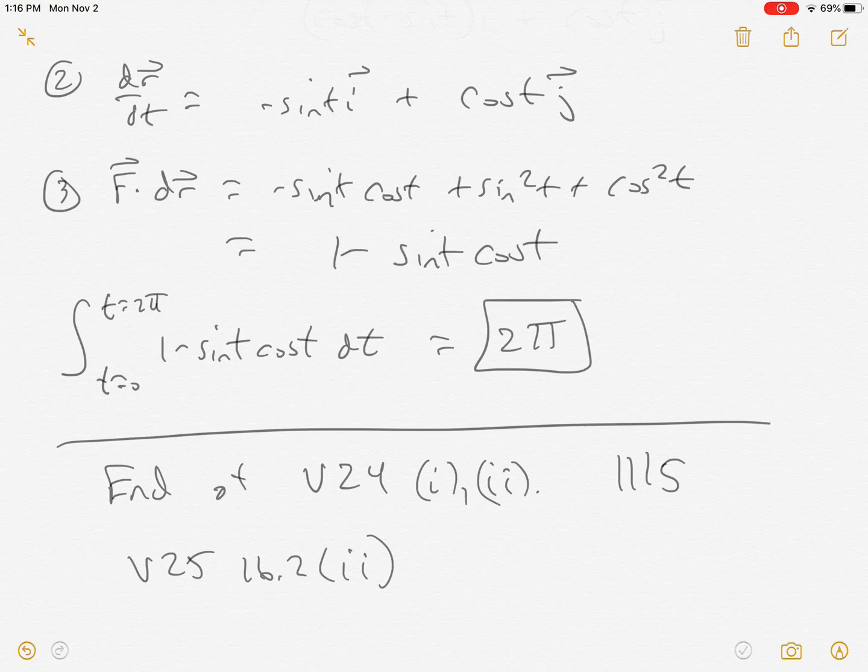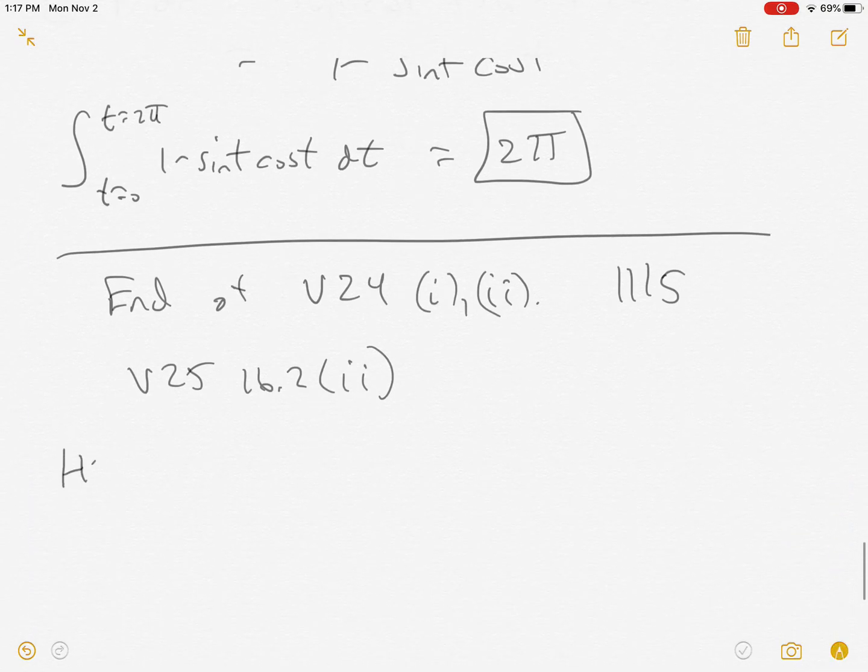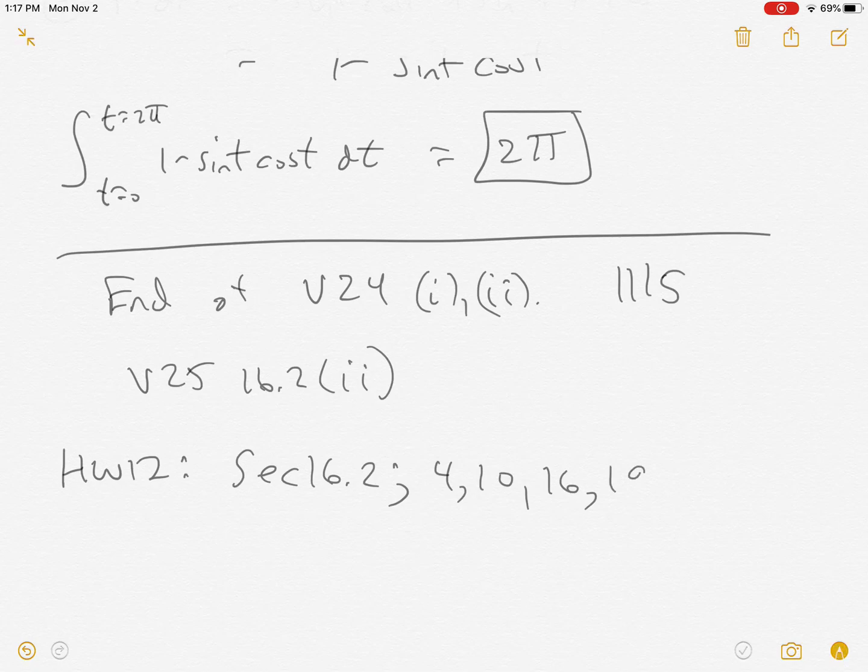While I got you here, let me write down the homework. This is the second part of homework 12, section 16.2, problems 4, 10, 16, 19, 25, and 29. So I'm thinking 16.1 and 16.2 will be the only two sections for this homework. All right.